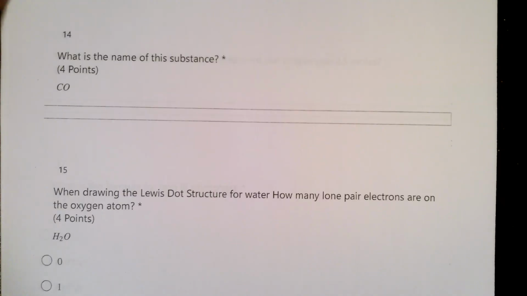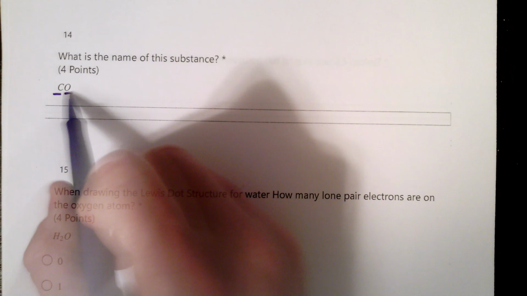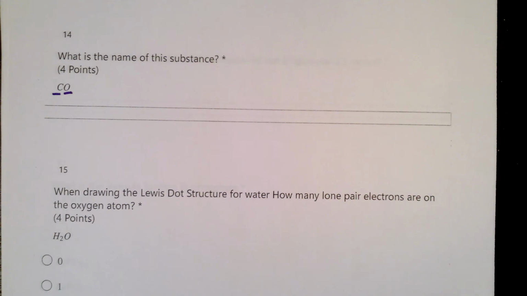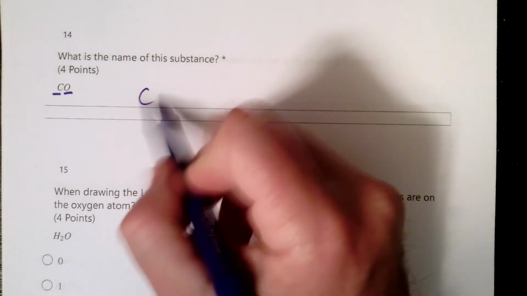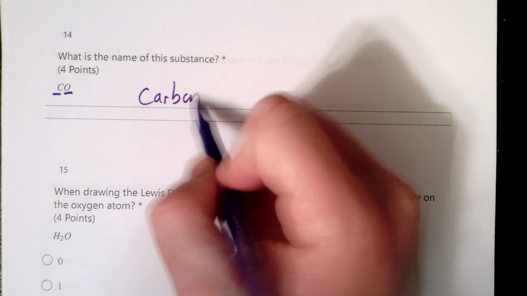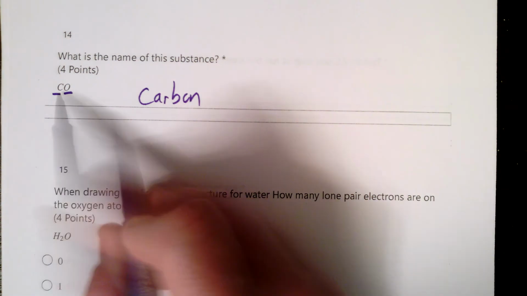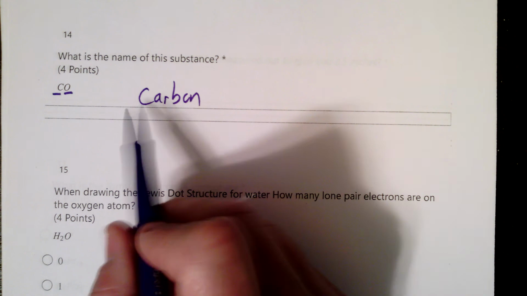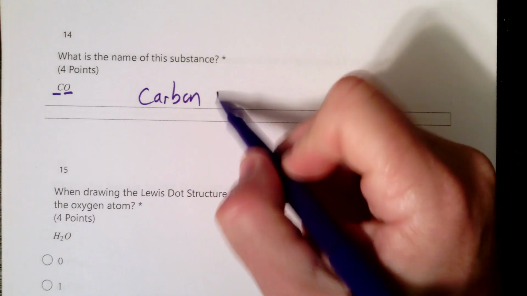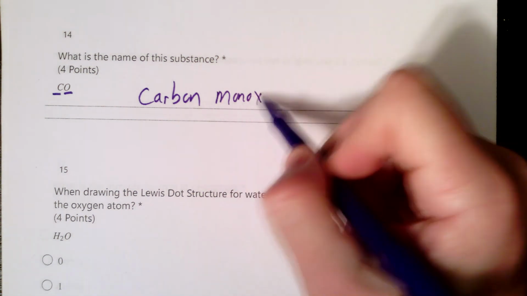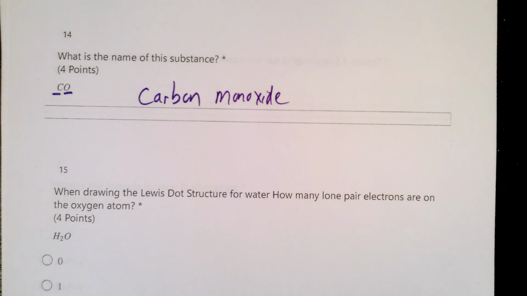The name of this substance, it's carbon and oxygen, 2 nonmetals sharing electrons. We've got to use those prefixes. If the first element only has 1, we don't have to say monocarbon, we just say carbon. For the second element, we have to say the prefix with the name of the element. This is carbon monoxide.